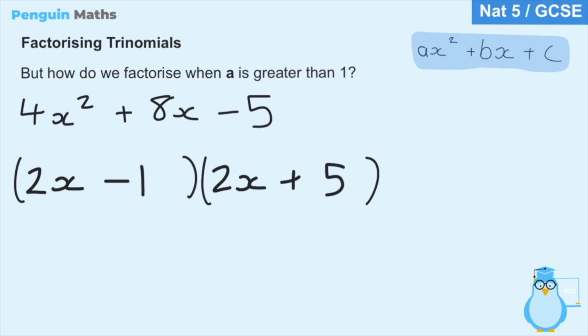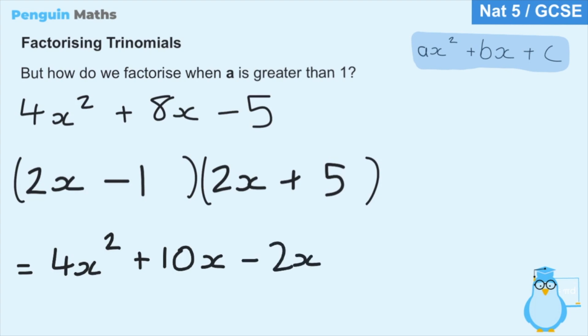And again, it's always worth checking to see if it's the right answer. So 2x times 2x multiplied out is 4x squared. The outside terms are 5 times 2x, which is 10x. The inside terms are minus 1 times 2x, which is minus 2x. And then minus 1 times 5 is minus 5. And then we know that plus 10x minus 2x gives us the 8x that we're looking for up here. So that's 100% correct.